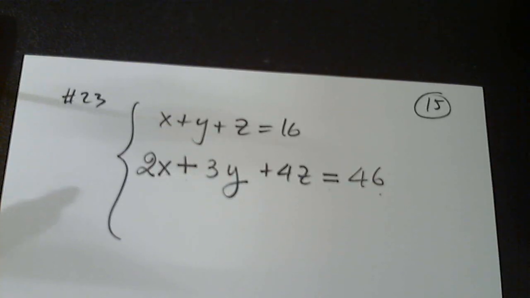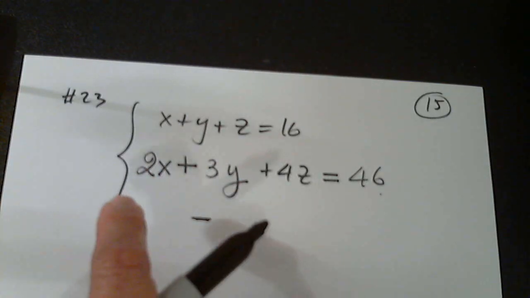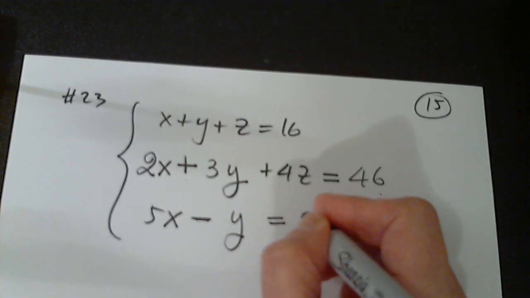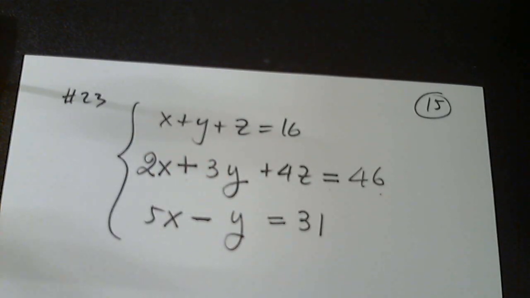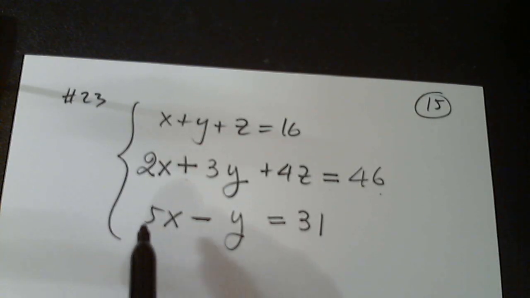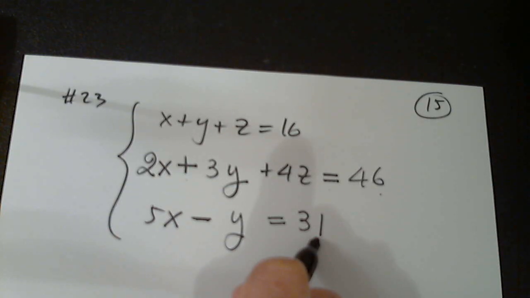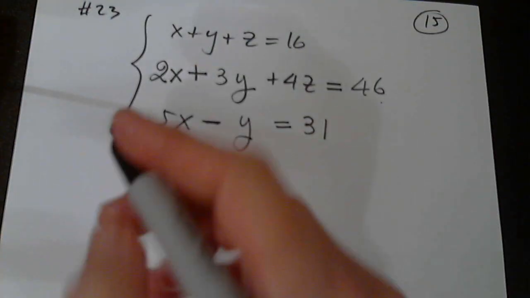We need a third equation. The difference between 5 times the first number and the second number is 31. Good. The augmented matrix.